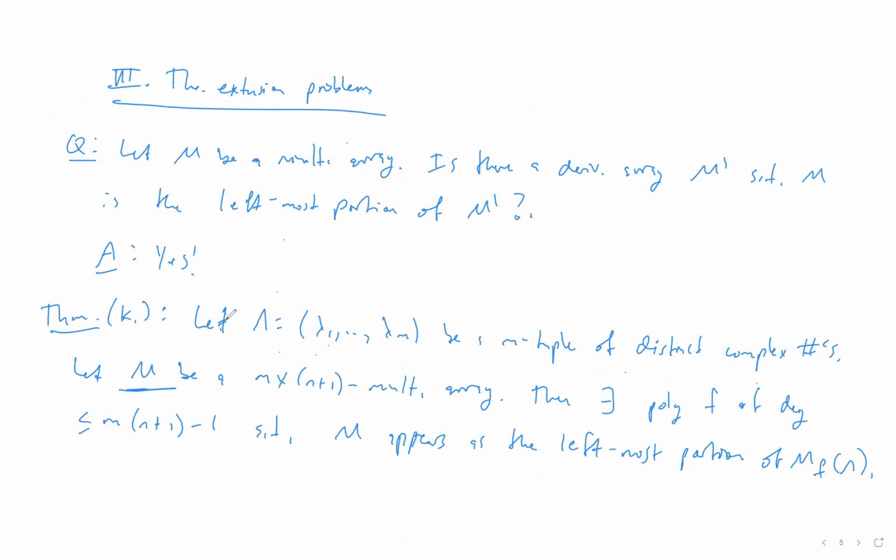Yeah, so let lambda be your m-tuple of distinct complex numbers, and let big M be your multiplicity array. Then there exists some polynomial f of degree at most m times n plus 1 minus 1, such that M is the leftmost portion of the derivative array M_f of lambda. Oh yeah, thanks. That makes a lot of sense. Okay, yeah. So this is precisely what Mel was asking. Okay, so let's do the proof.